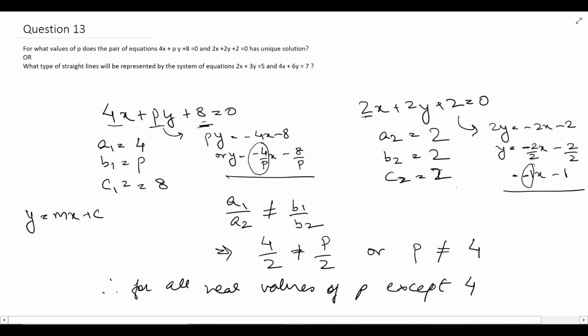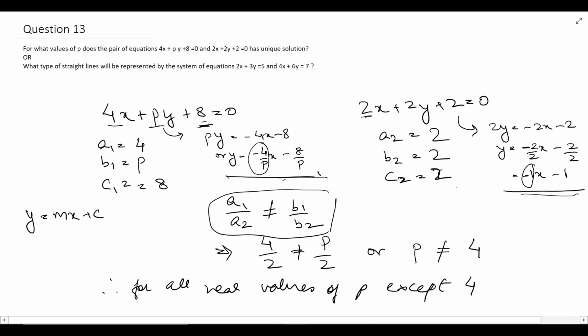Now if the lines have to have a unique solution, the slopes of the lines will not be the same. So we can even write this as minus 4 by p not equal to minus 1, and then we again get p not equal to 4. So these are the two methods. This is the formula, which basically comes to this. Otherwise we can write it in this form and then come to the conclusion.